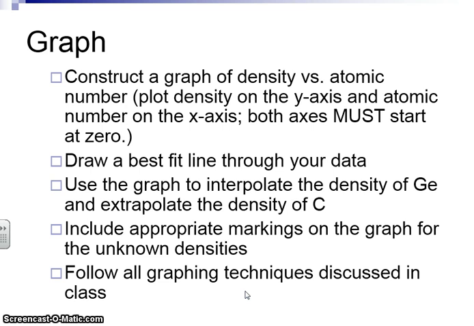Now, since germanium is inside of your collected data, we call that interpolation. Hopefully you remember that from your graphing intro way back a couple units ago. The density of carbon you're going to find by extrapolating. That means you're going to have to draw your line outside of your collected data, right? And remember, when you're extrapolating, you do not use a solid line. You need to use a dotted line when you're extrapolating, okay? Remember to include all the proper markings and labels, and follow all your graphing techniques that we've taught you throughout all of our graphing experience.